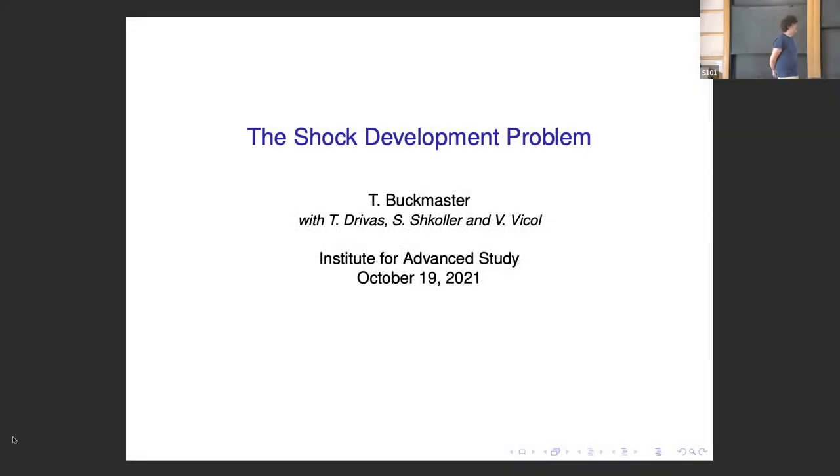So I will be talking about the shock development problem, in particular joint work with Theo Drivas from Stony Brook, Steve Schochet from Davis, and Vlad Vicol from Courant. Not only do I want to talk about the result, but I also want to frame the problem, the shock development problem.